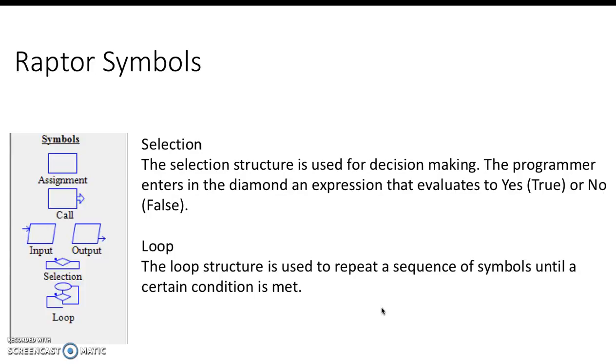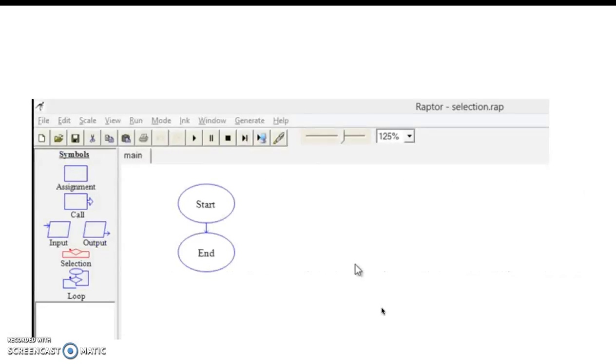The loop structure is used to repeat a sequence of symbols until a certain condition is met, meaning there will be a repetition until you get what you want, the answer you're looking for. Here we have the main, and how every single Raptor program starts, with a start and an end.